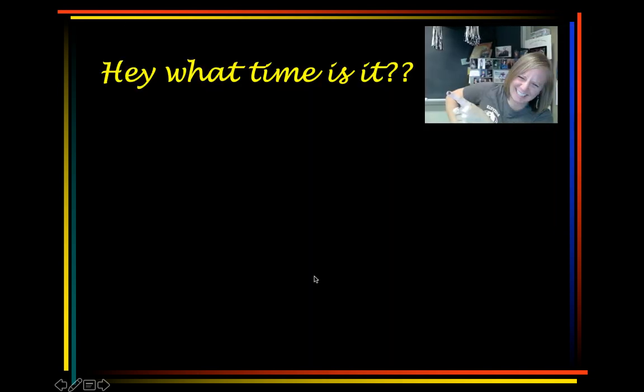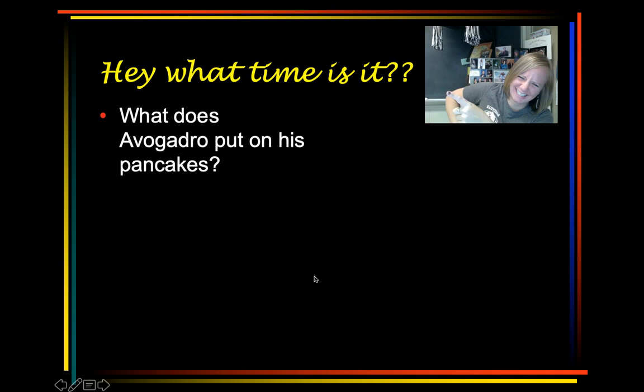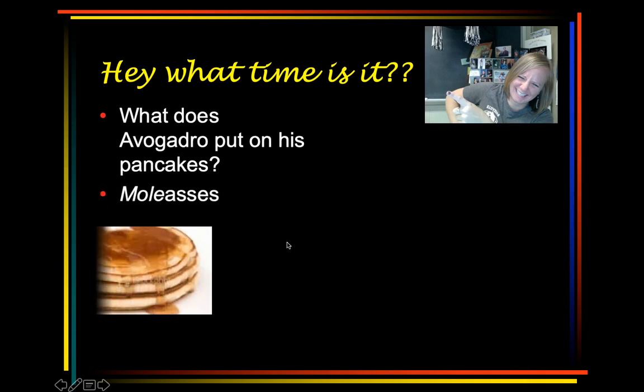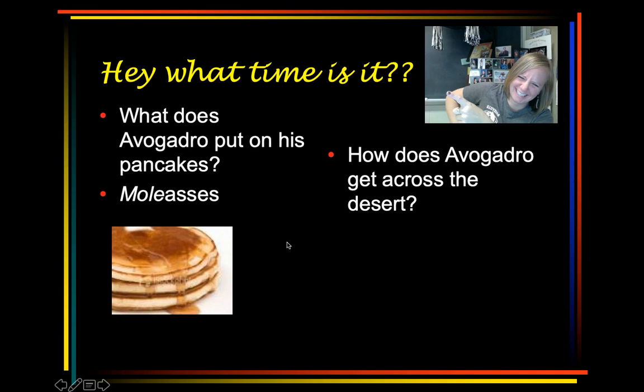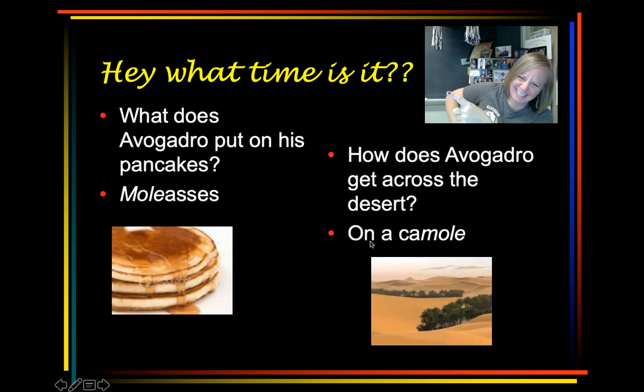And we probably should end with one more of these. All right, what does Avogadro put on his pancakes? Yeah, molasses. And how does Avogadro get across the desert? On a camel.